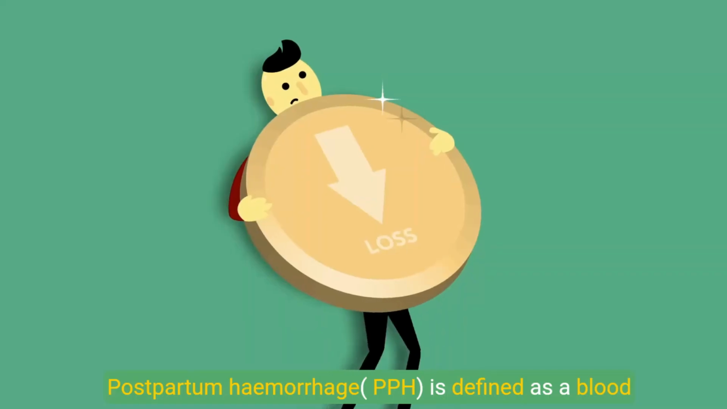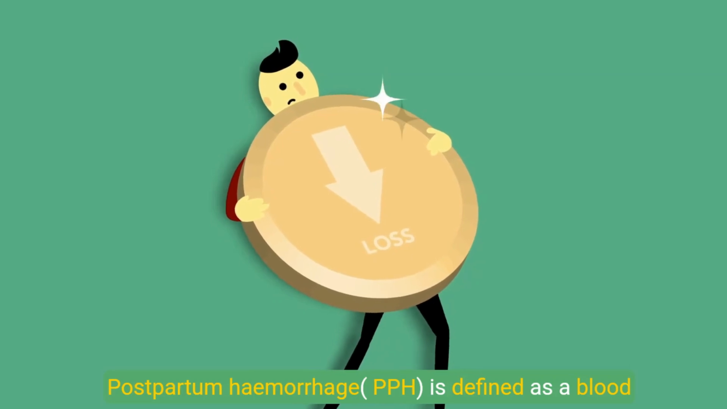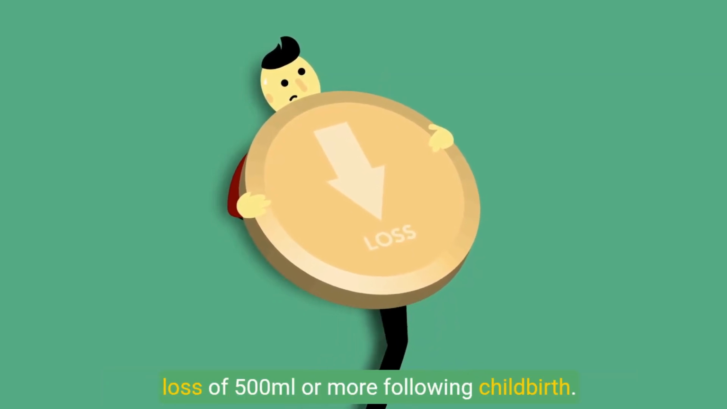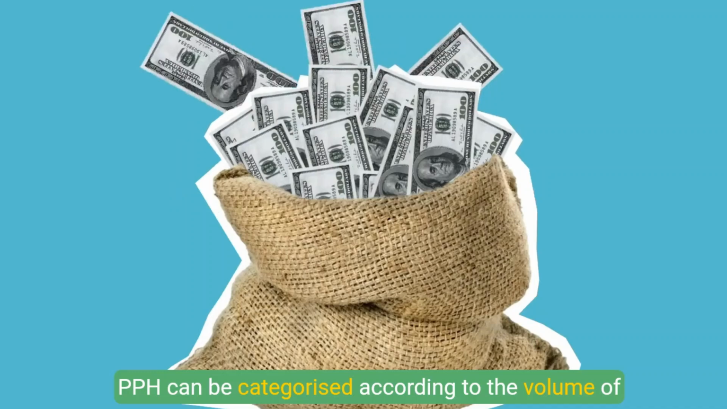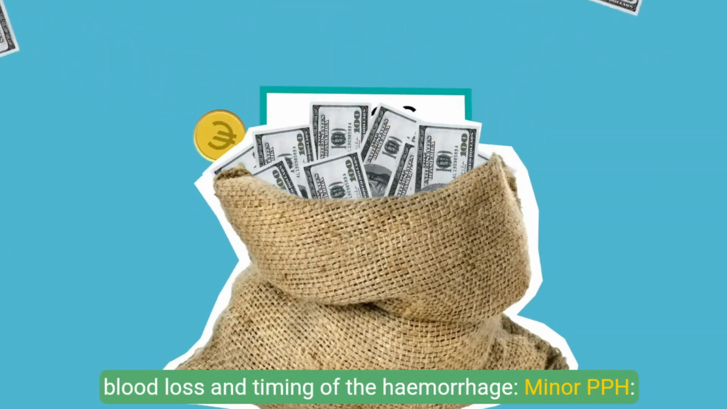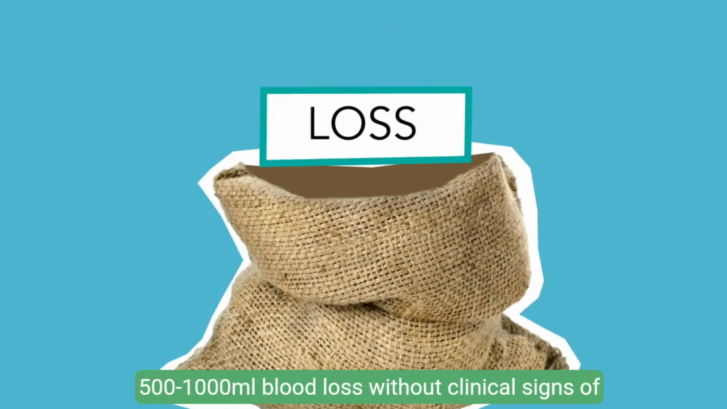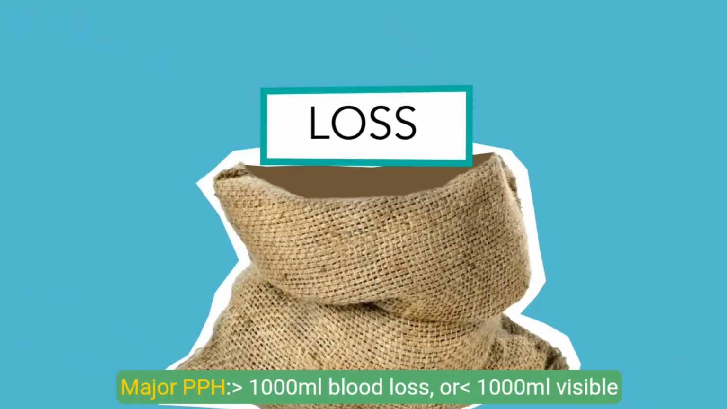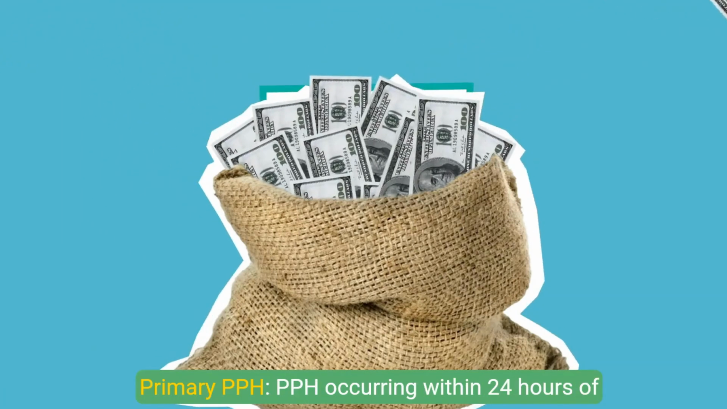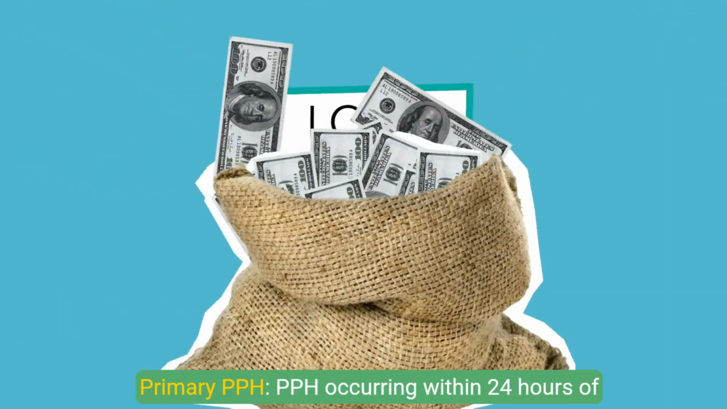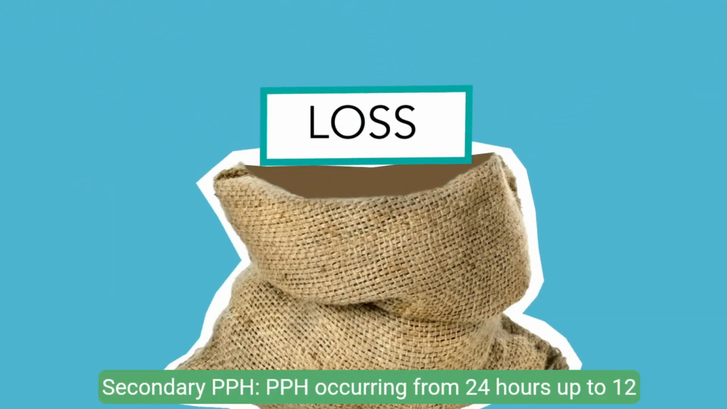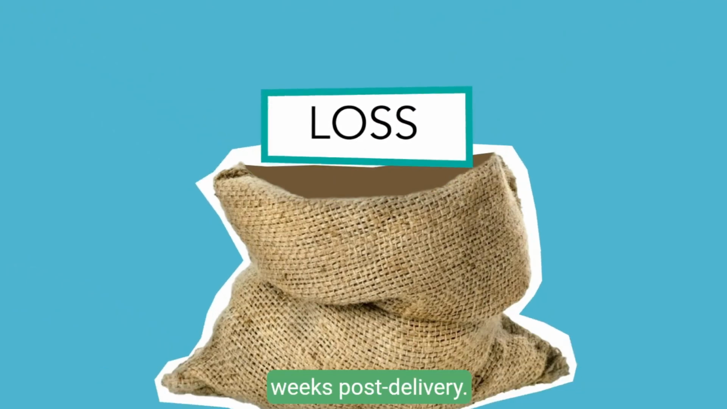Postpartum hemorrhage, PPH, is defined as a blood loss of 500 milliliters or more following childbirth. PPH can be categorized according to the volume of blood loss and timing of the hemorrhage. Minor PPH: 500 to 1,000 milliliters blood loss without clinical signs of shock. Major PPH: more than 1,000 milliliters blood loss, or visible blood loss with clinical signs of shock. Primary PPH: PPH occurring within 24 hours of delivery. Secondary PPH: PPH occurring from 24 hours up to 12 weeks post-delivery.